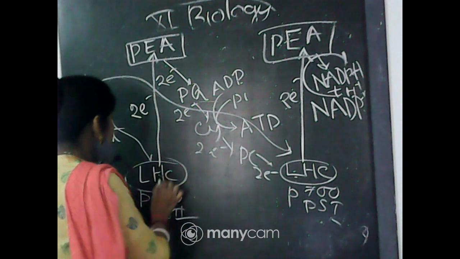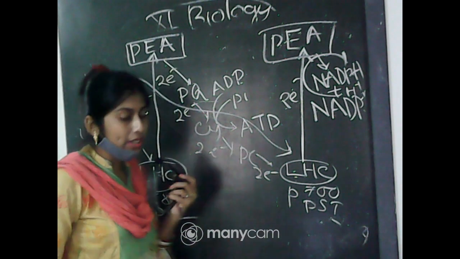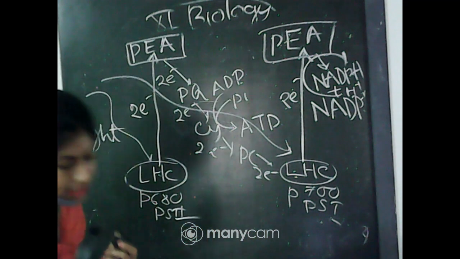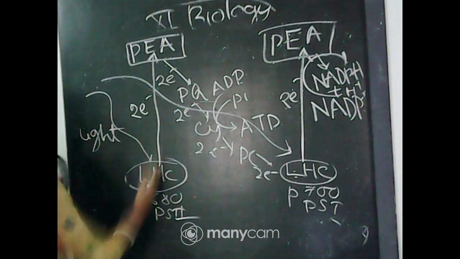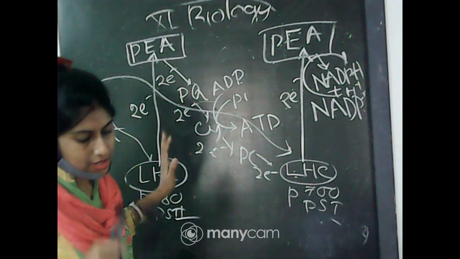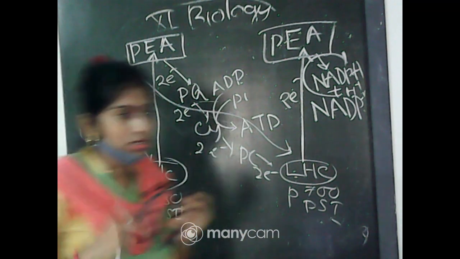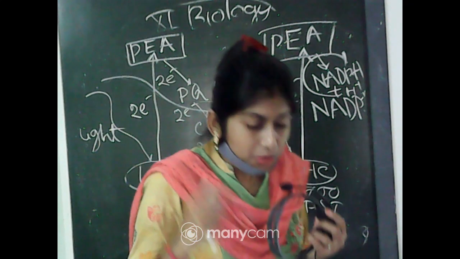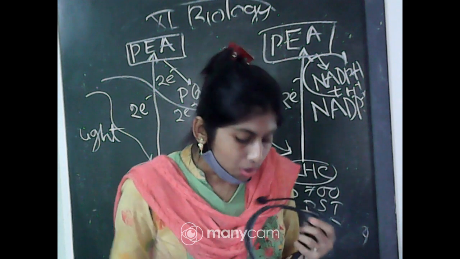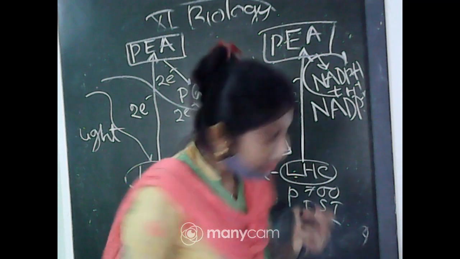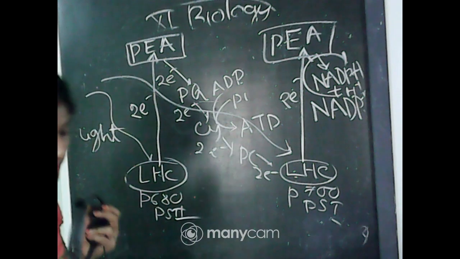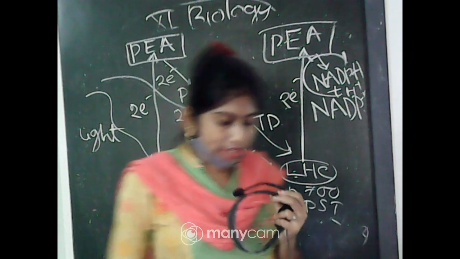As you can see, when PS2 is excited, it releases an electron. But how does PS2 supply electrons continuously? The answer is that it gets these electrons continuously with the help of photolysis of water, or we can say it is available due to splitting of water. The splitting of water is associated with PS2. Water is split into H plus, O and electrons.